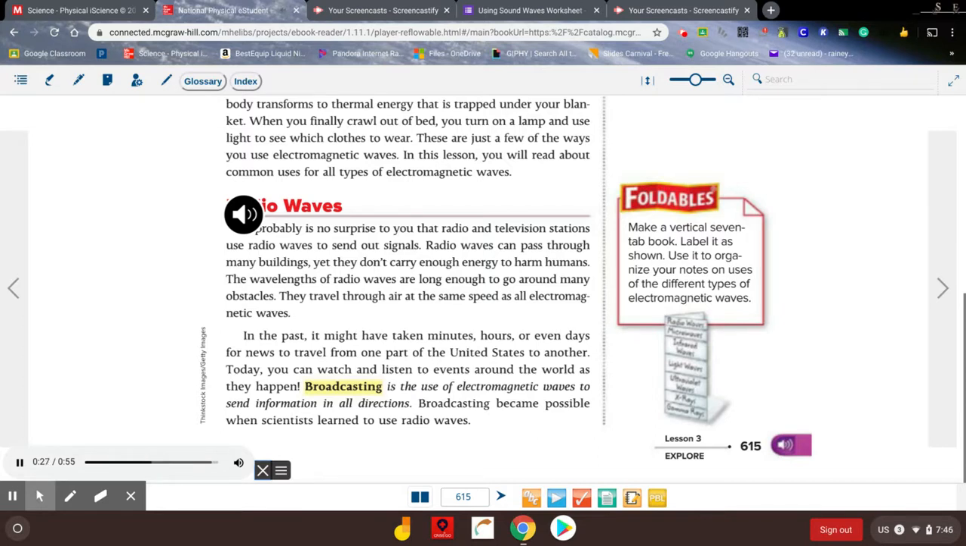In the past, it might have taken minutes, hours, or even days for news to travel from one part of the United States to another. Today, you can watch and listen to events around the world as they happen. Broadcasting is the use of electromagnetic waves to send information in all directions. Broadcasting became possible when scientists learned to use radio waves.